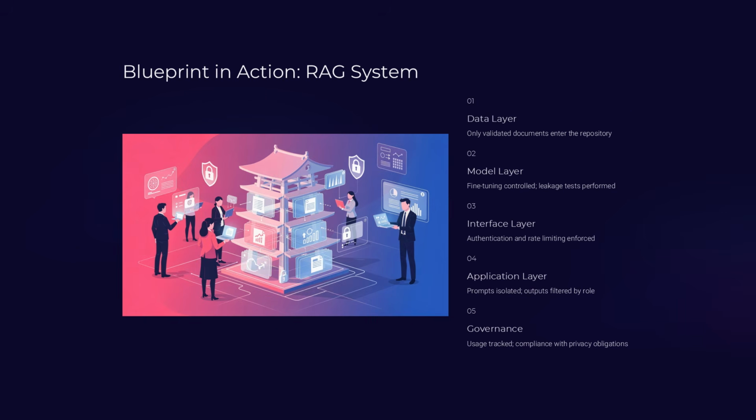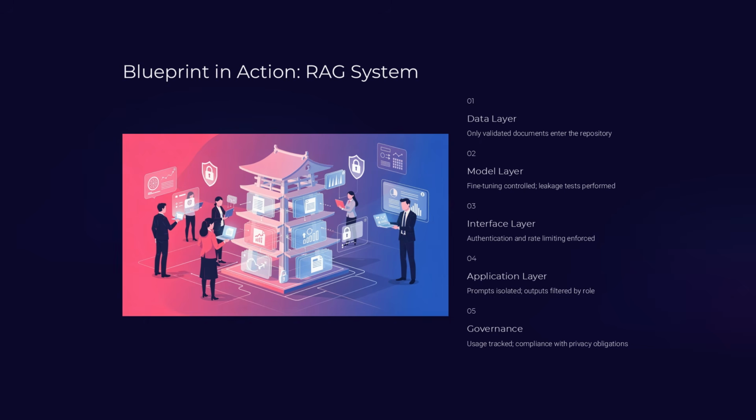Consider an enterprise deploying a retrieval augmented generation system connected to internal policy documents. Data layer security ensures that only validated documents enter the repository. Model layer security ensures that fine-tuning processes are controlled and that data leakage tests are performed. Interface layer security enforces authentication and rate limiting. Application layer controls isolate system instructions from user prompts and filter outputs based on role. Governance and monitoring track usage patterns, detect anomalies, and ensure compliance with privacy obligations.